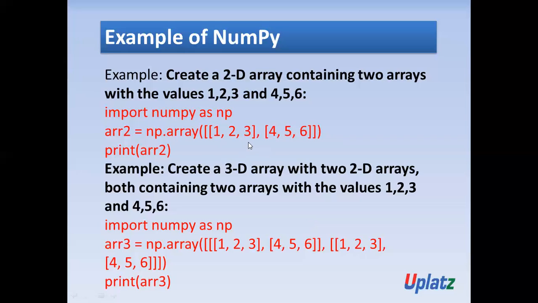The first one here, we are creating a two-dimensional array containing two arrays. Here we are creating a three-dimensional array, that is going to contain 2D arrays, both containing two arrays with the values 1, 2, 3 and 4, 5, 6. So can you see this example? Create a 3D array with two 2D arrays, both containing two arrays with the values 1, 2, 3 and 4, 5, 6. First of all, import NumPy as np and then np.array. So see here.